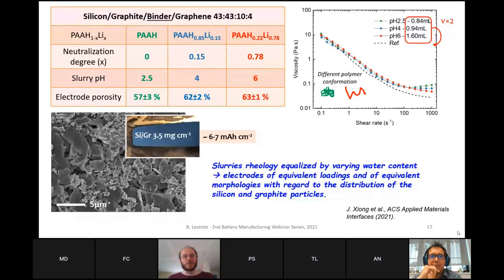By doing this, it was possible to obtain, next, electrodes that were reproducible in terms of quality, with similar active mass loading of about 3.5 milligram per centimeter square. That means 6 to 7 milliampere hour per centimeter square. The electrode porosities in the table are fairly close, and also visually we had a good distribution of the graphite and the silicon, which were similar for all electrodes. So we believe that all the differences we observed for these three electrodes could be attributed to the molecular scale, that is to say, to differences in the chemical composition of the binder, and also differences in their interactions with the active particles, and differences with respect to the interaction with the electrolyte.